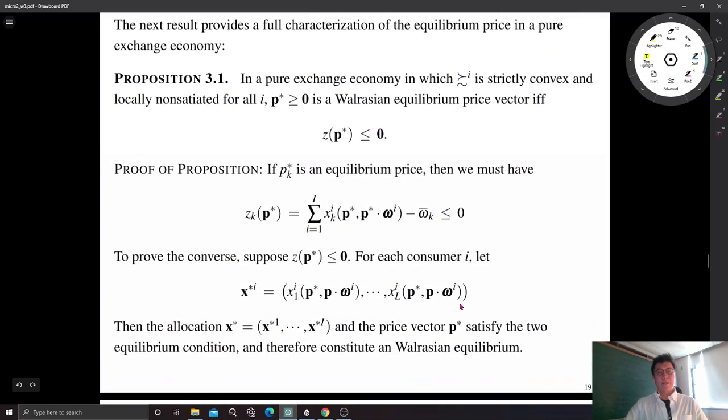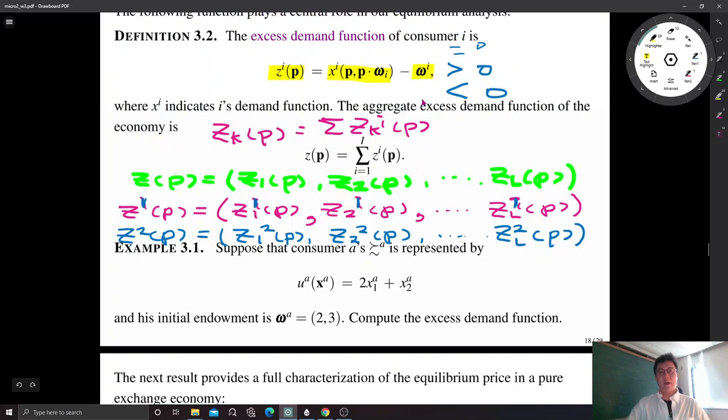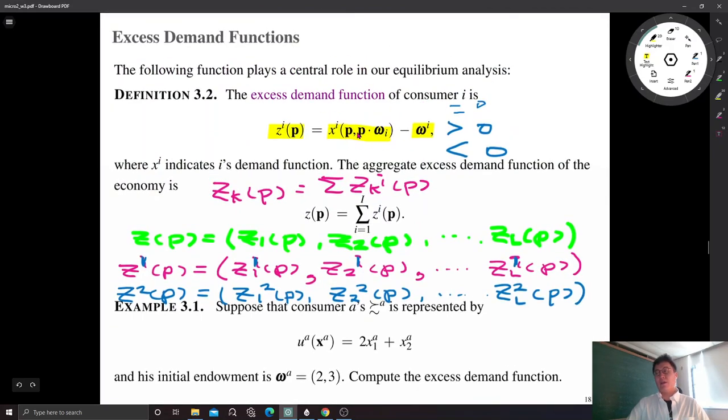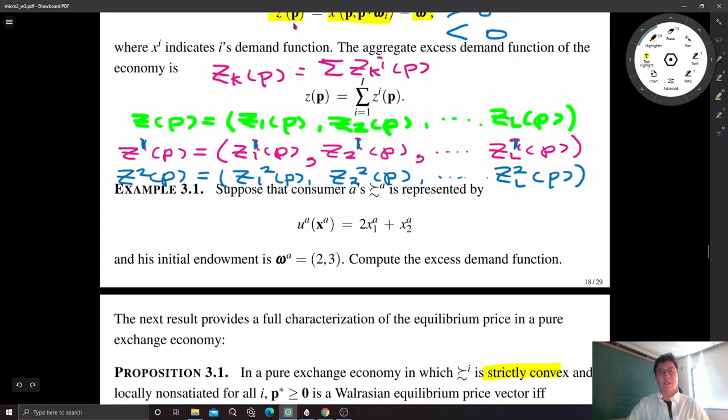And now, why is the excess demand function useful? Because an excess demand function enables us to characterize equilibrium in full, just with a single equation. Proposition 3.1 is quite useful, but the proof is very straightforward. So it tells us, in a pure exchange economy, where each consumer i's preference relation is strictly convex. We need this because, once again, without strict convexity, we can't think of a consumer i's demand function. It's going to be a demand correspondence. So the associated excess demand will be a correspondence as well.